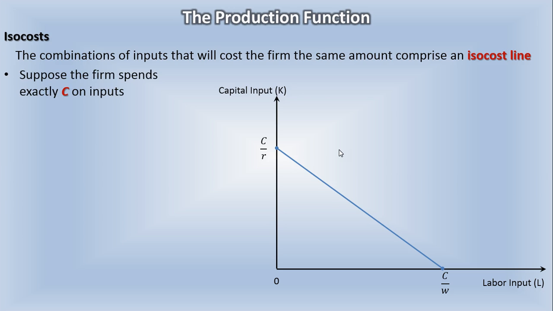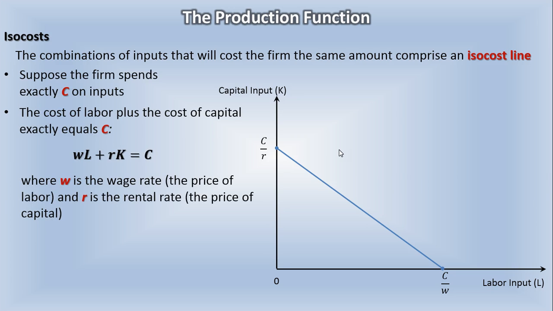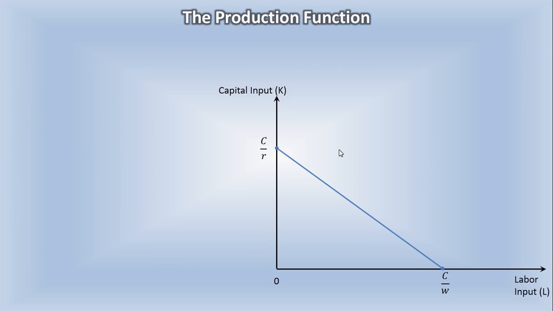same. Suppose a firm does spend exactly C on inputs. The cost of labor plus the cost of capital exactly equals C. And so you've got, again, a similar expression to what we had with the budget constraint for the consumer, that had the price of good X times the amount of good X plus the price of Y times the amount of good Y equals the budget. In this case, the amount of labor times its cost plus the amount of capital times its cost equals the overall cost to the firm. Again, W is the wage rate and R is the rental rate, the price of capital.